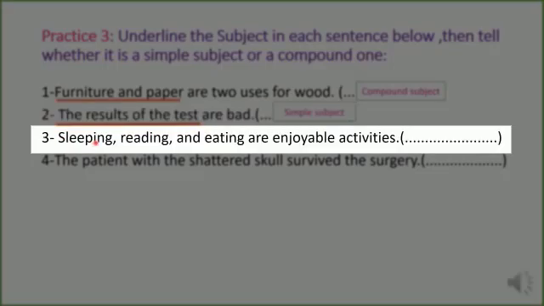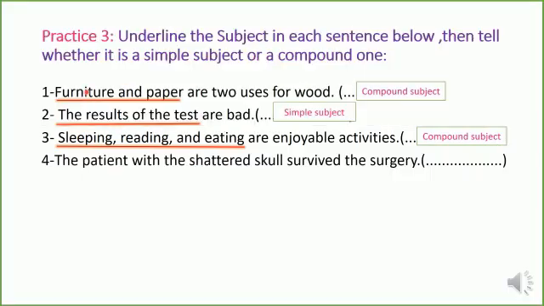Number 3, sleeping, reading, and eating are enjoyable activities. So here the subject is sleeping, reading, and eating. Of course it's a compound subject. So in a compound subject, it may connect two subjects together by the conjunction and, or many subjects. So two or more subjects, we call them a compound subject.